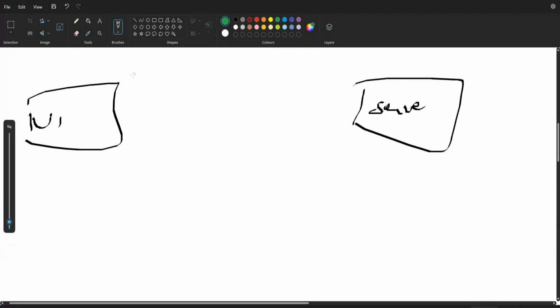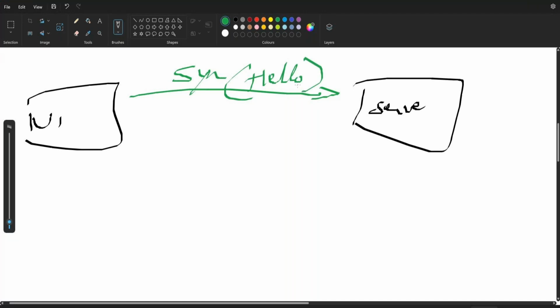For that, the user will send a SYN. We can consider this SYN as a hello. For starting a connection, we send a hello. In response to that, the server provides an acknowledgement for the SYN, which is the SYN-ACK.